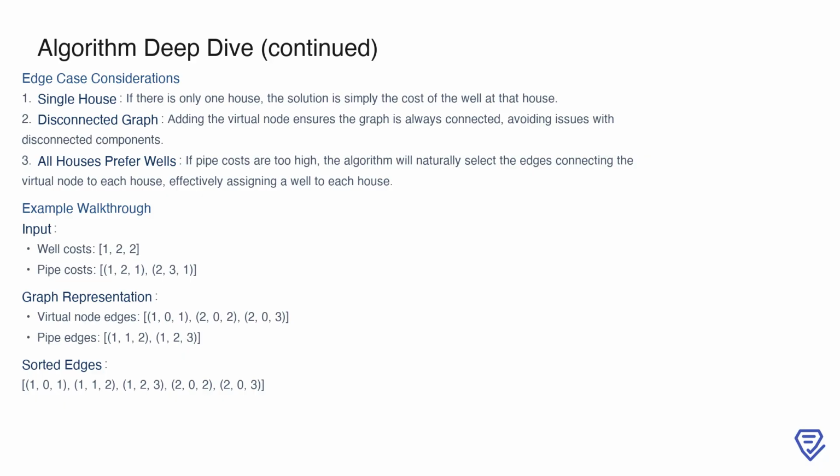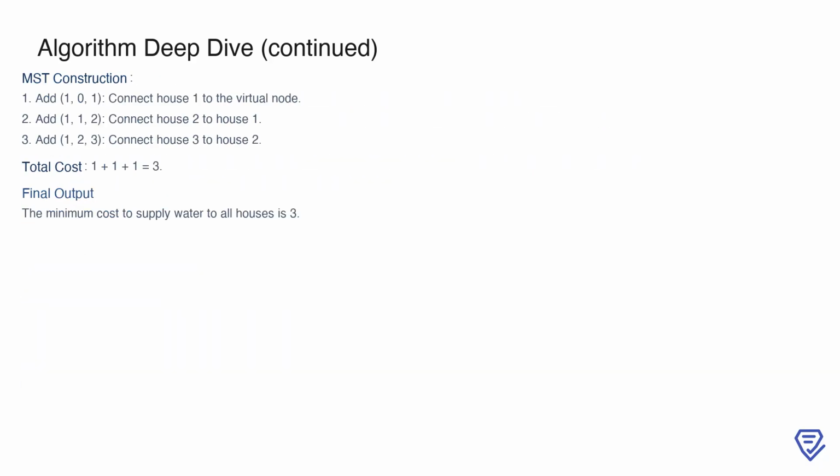Let's look at an example to see how this works. Suppose we have well costs of 1, 2, 2 for 3 houses and pipe costs of 1, 2, 1, 2, 3, 1. When we represent this as a graph, we include virtual node edges like (1, 0, 1), (2, 0, 2), and (2, 0, 3), corresponding to the well costs. The pipe edges are (1, 1, 2) and (1, 2, 3). Sorting these edges by cost gives us the list (1, 0, 1), (1, 1, 2), (1, 2, 3), (2, 0, 2), (2, 0, 3).